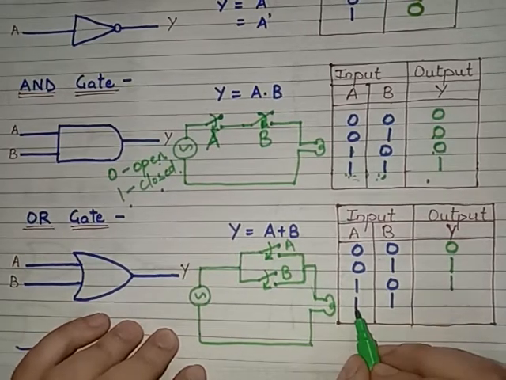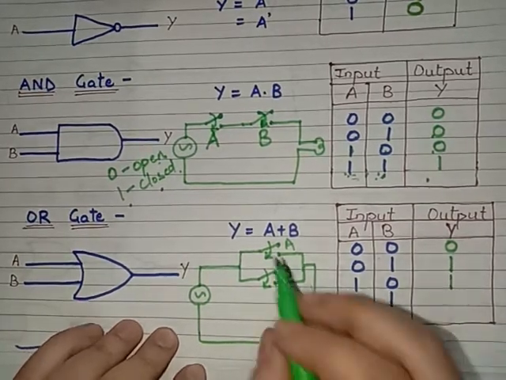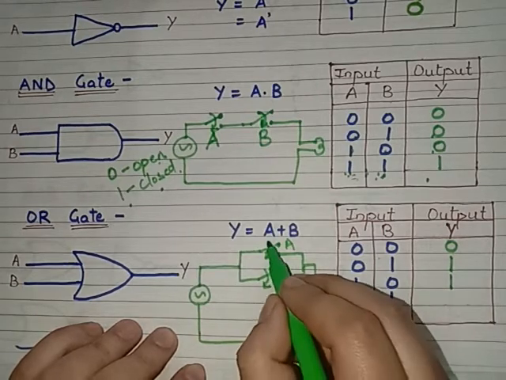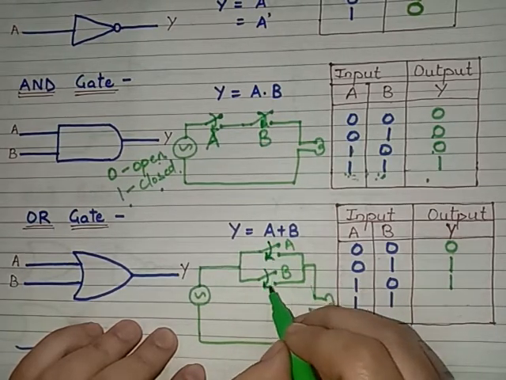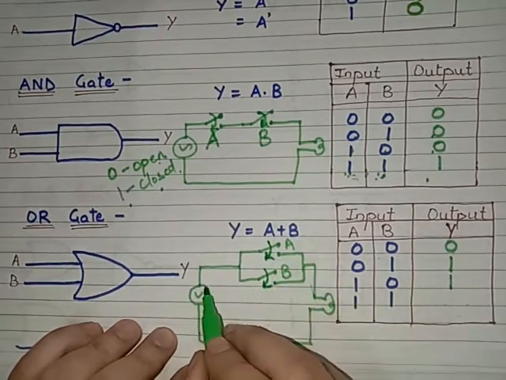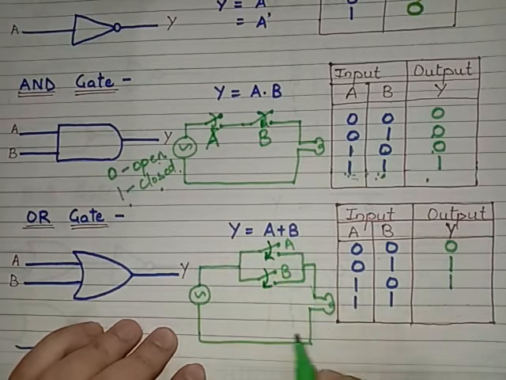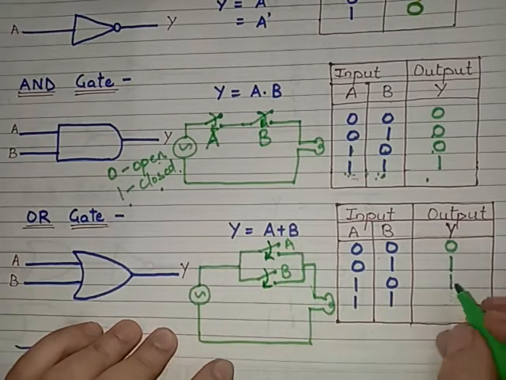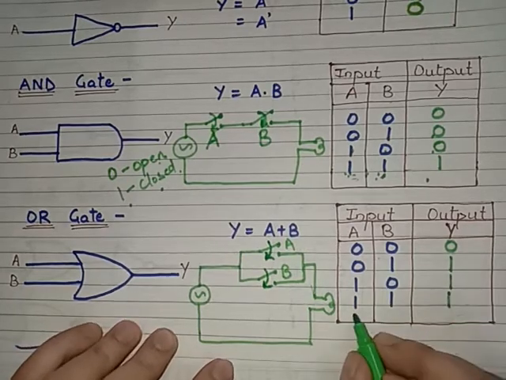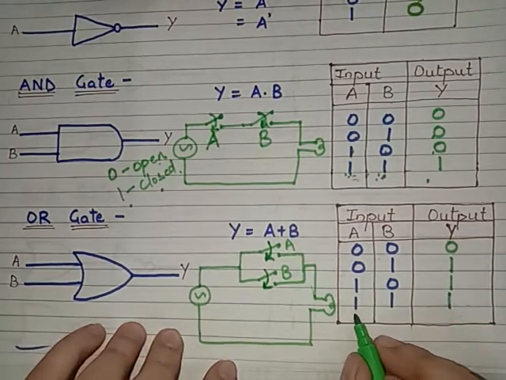Now the fourth case, A is 1, B is 1. In this case, we are closing both of the switches. A is closed, B is closed. Obviously now the circuit is being completed. That means now the bulb will glow. That means the output will be 1 in case of A is equal to 1, B is equal to 1.